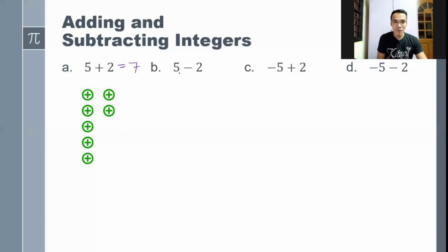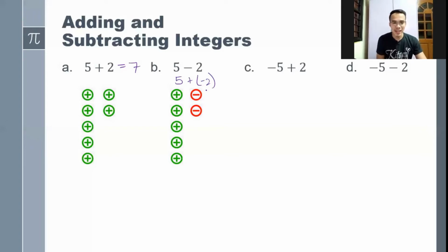Letter B, 5 minus 2 is what number? I know that you already have your answer in mind, but again, let me discuss this using the chips. 5 minus 2 is the same as 5 plus negative 2. Recall the definition of subtraction. 5 here is positive, so I can use 5 positive chips. 2 is negative, so I can use 2 negative chips.